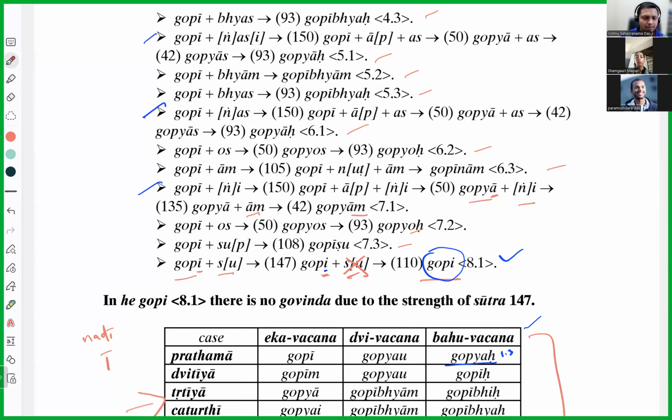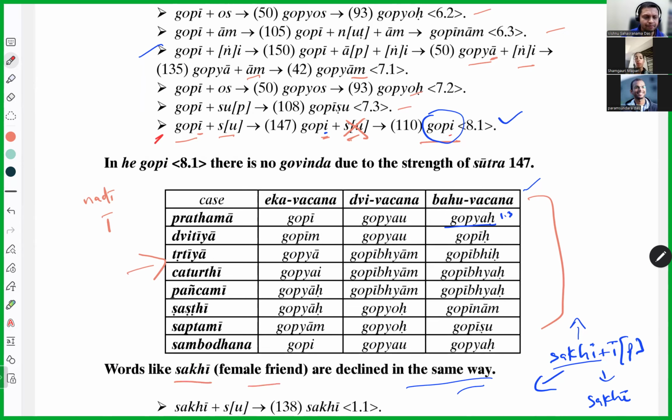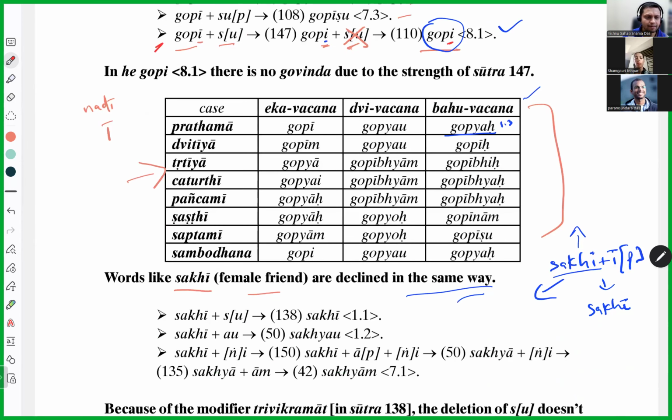Then 8.1, Gopi plus Su, Buddha. We had that sutra, Ambadinam Gopyashcha Vamano Buddhe. When Buddha is following, the last letter of Gopi becomes Vamana, a short letter. So the Trivikrama E becomes Vamana E, and then we delete Su by Eo Vamane Bhiho Buddhasya Adarshanam. So we get Hey Gopi with the Vamana E. That's all.